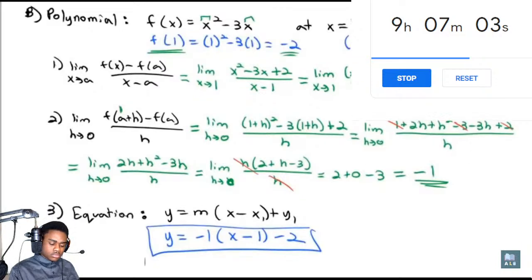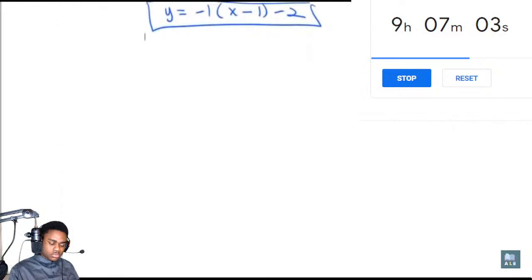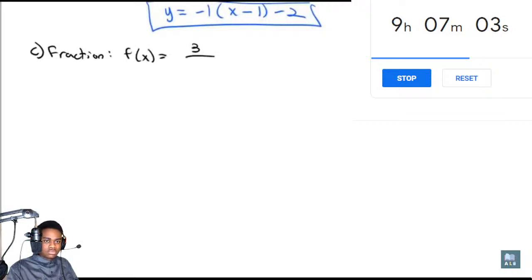Let's try another example where we work through both of the formulas. Let's do a fraction. Let's say f of x is equal to 3 over (x plus 1), and we want the slope of the tangent line at x equals 2.